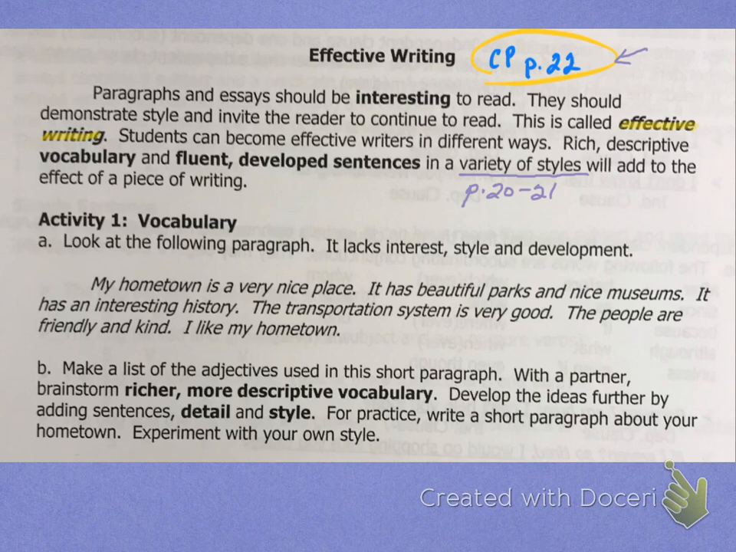Students can become effective writers in different ways. Rich, descriptive vocabulary and fluent, developed sentences in a variety of styles will add to the effect of a piece of writing. When looking for different styles of sentences, have a look on pages 21 and 20 in your course pack.